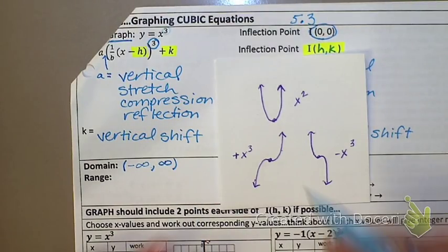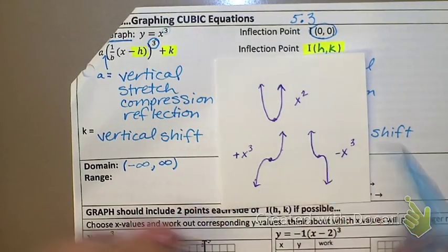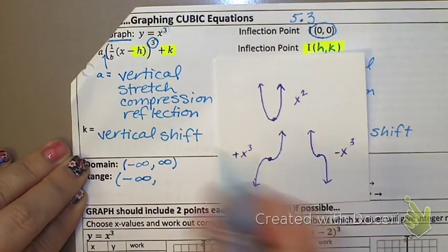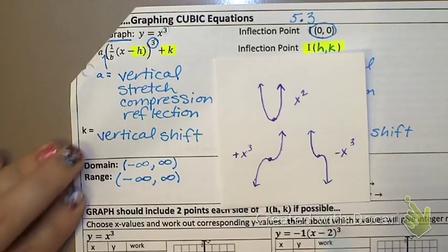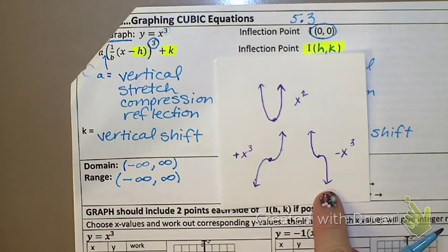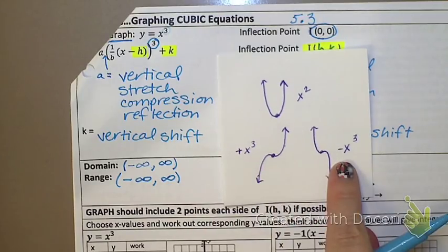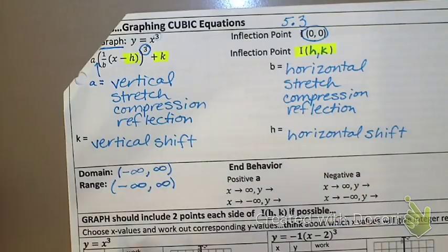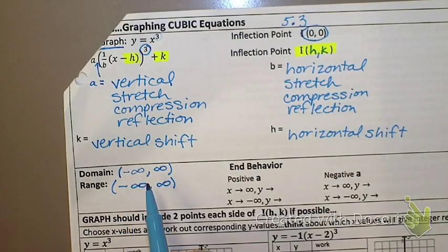What about range? What's the lowest point? Negative infinity. And the highest point? Positive infinity. Is that the same for the negative x to the third? Both of those are the same. One thing that is very, very handy is that all x to the third equations have the same domain and range, and it's always going to be negative infinity to positive infinity. What's another way of saying negative infinity to positive infinity? All real numbers.